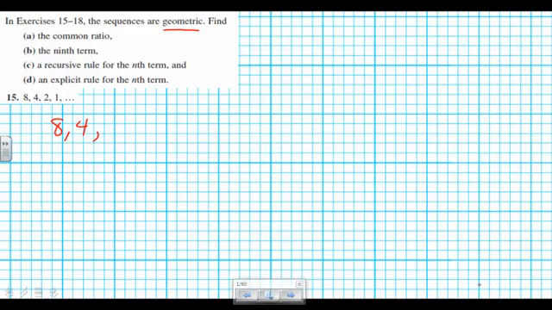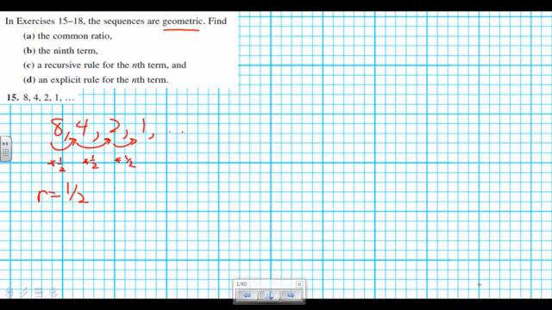So here we are, and I'm going to ask the question, well, what does it take to get from this term to that term? Well, it looks to me like I multiplied by 1/2. And from here to here, it looks like another multiplied by 1/2. Another multiplied by 1/2. So it seems to be very clear that the common ratio is 1/2.